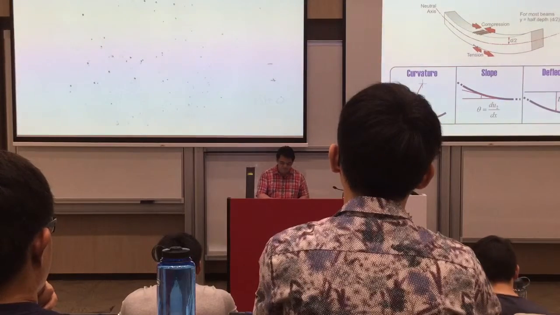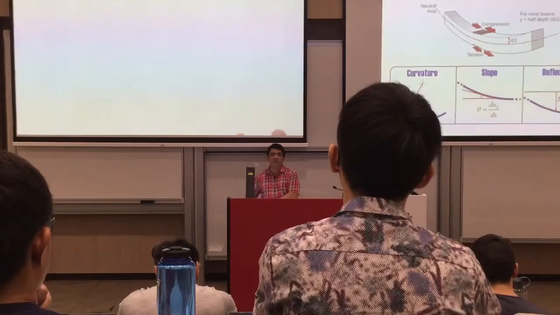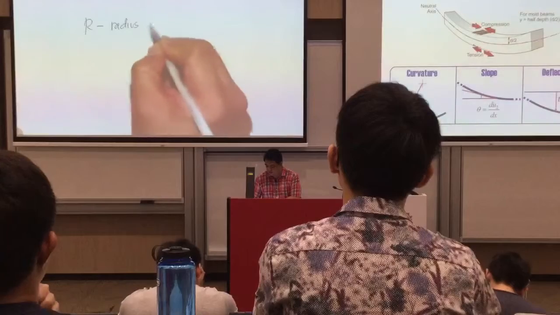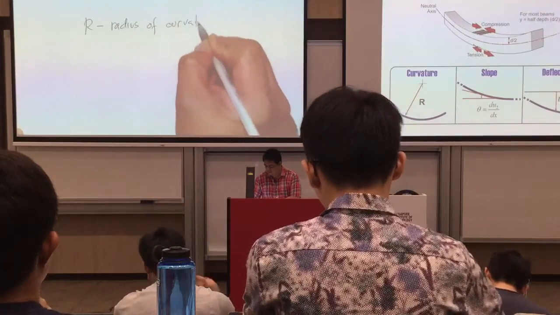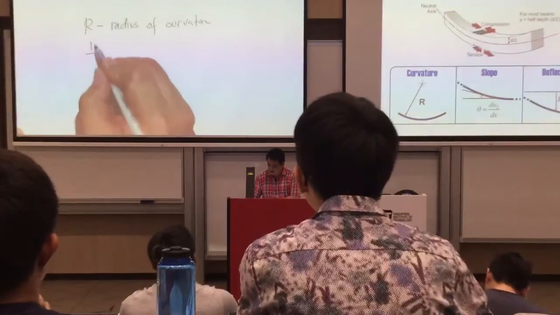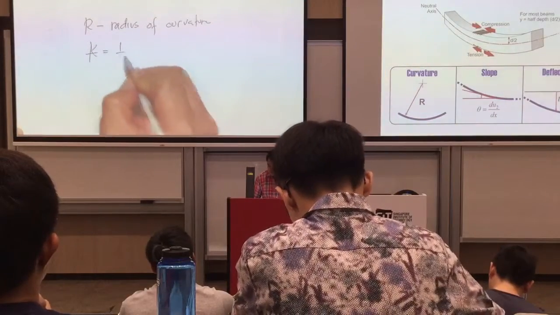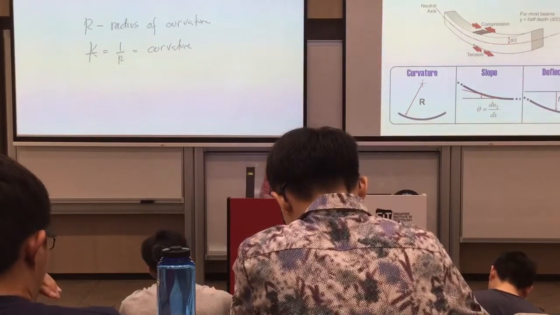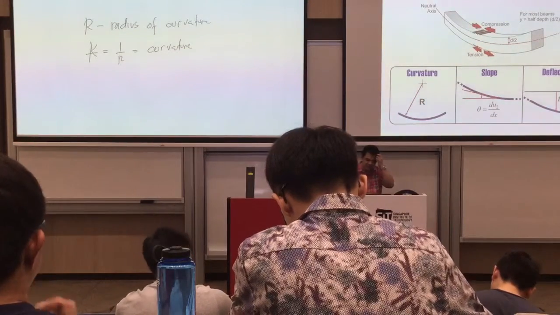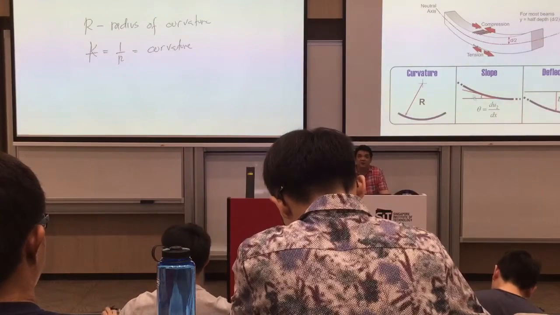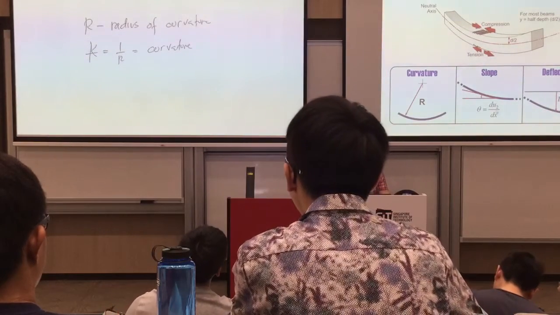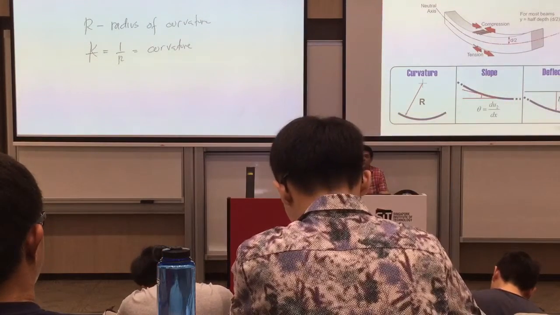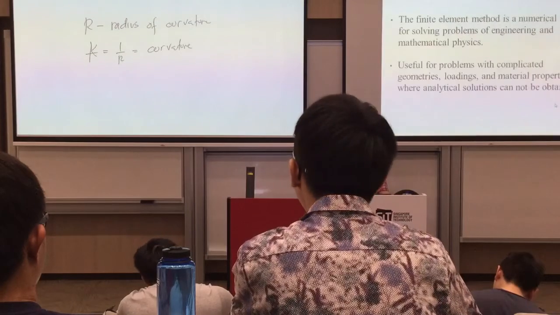Trying to increase our vocabulary here. So you have R, which is the radius of curvature. And then the inverse of this one, 1 over R, is your so-called curvature. So no need to worry about that. That's a very simple vocabulary there. You have your slope equal to the first derivative of your displacement with respect to x, and then of course you have your displacement or deflection there.